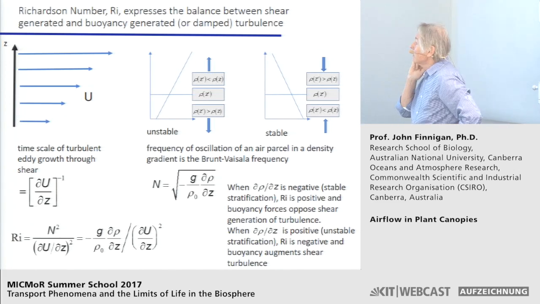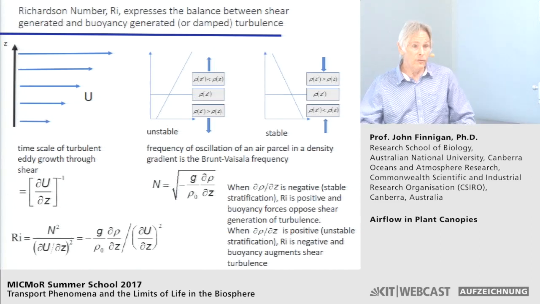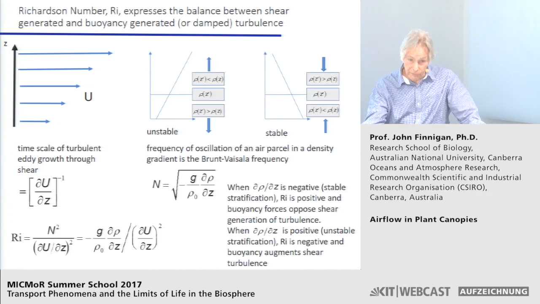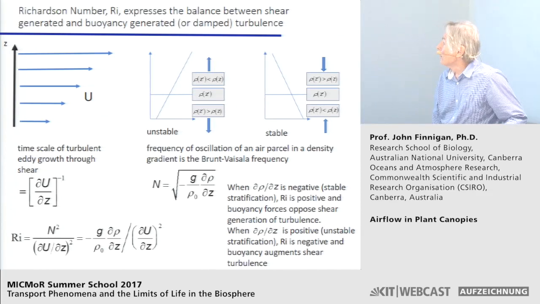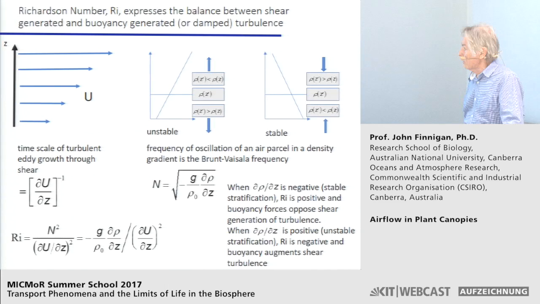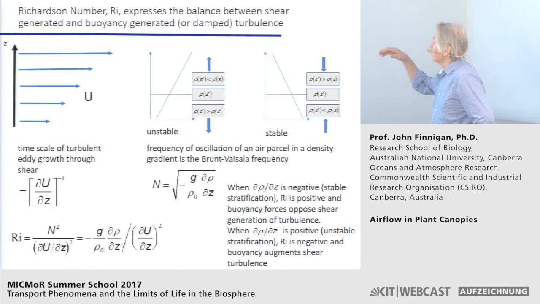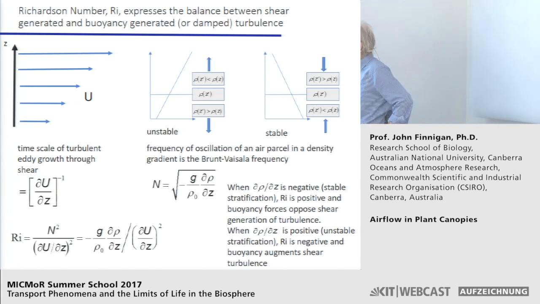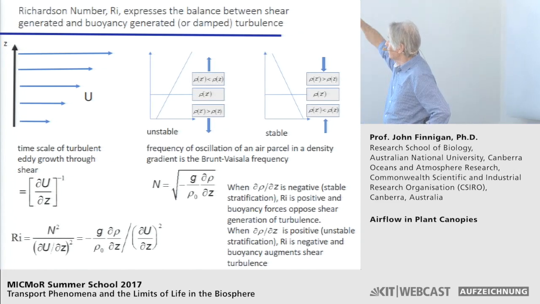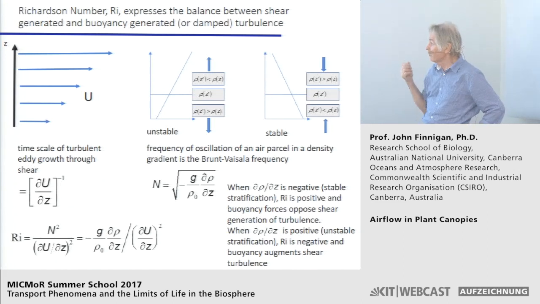And we express this through a dimensionless number called the Richardson number. If you read some of the pre-reading stuff, you'll have got some familiarity with dimensional analysis and groups. So we can look at the time scale of a turbulence eddy growth through shear, and we can take that as the inverse of the velocity gradient. We can look at the frequency of the oscillation of an air parcel in a density gradient. So if we're on the stable side and we give our air parcel a push and let it go, then it will oscillate and come back down to where it started, but it will overshoot a bit to begin with. And we can look at that frequency of oscillation, and it's called the Brunt-Väisälä frequency.